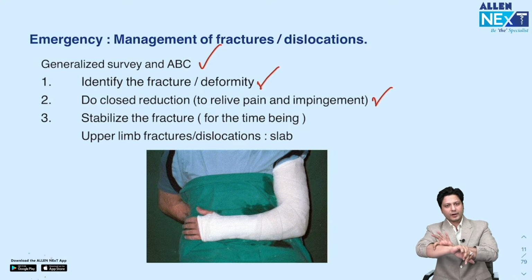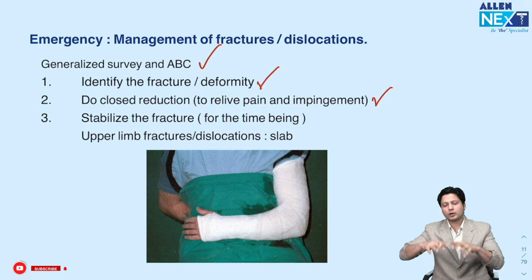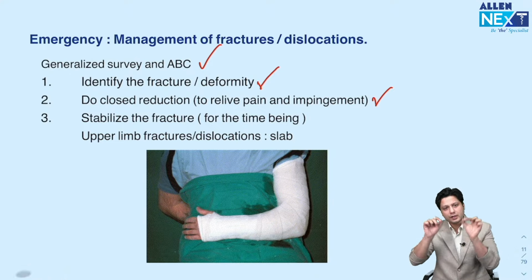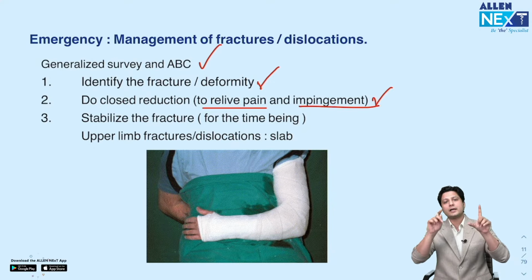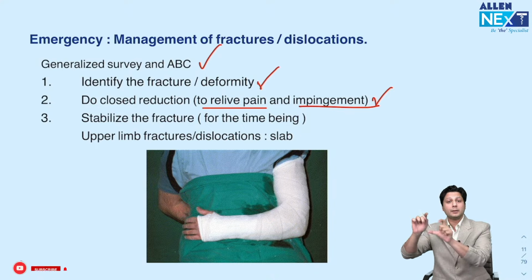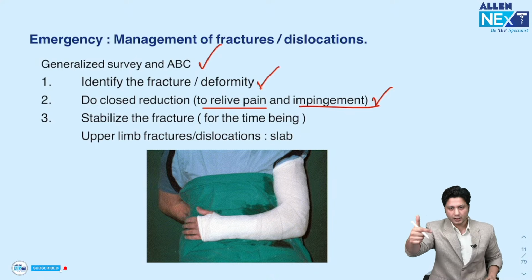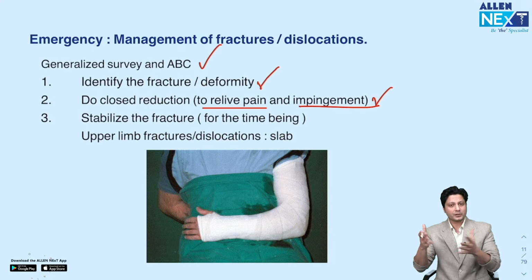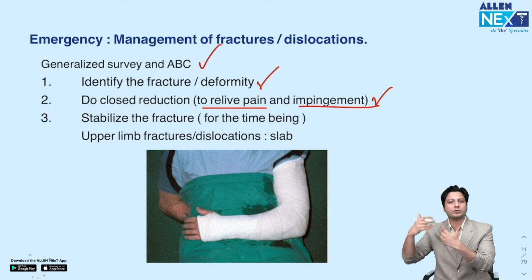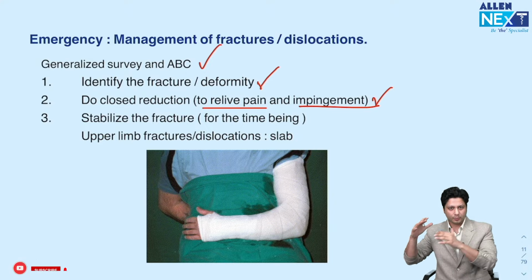What you do, if there is a fracture, you just give a gentle traction so that they get reduced. If they are not completely reduced, at least they get aligned. So this alignment will help in relieving the pain of the patient, as well as it will also help in relieving the possible impingement which it might be causing to the nerve. It might be causing impingement to the vessel, it might be causing impingement to the skin, it might be causing impingement or injury to the muscle, all right? So all these things are going to be relieved.